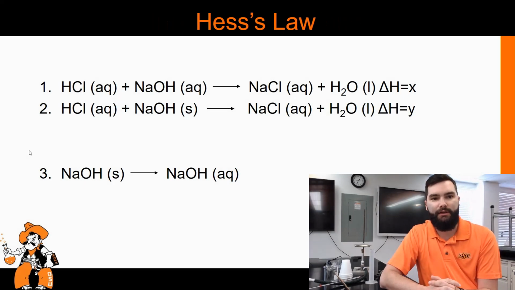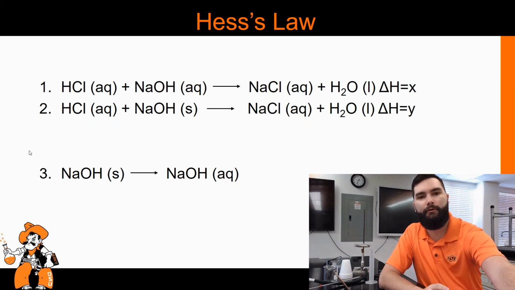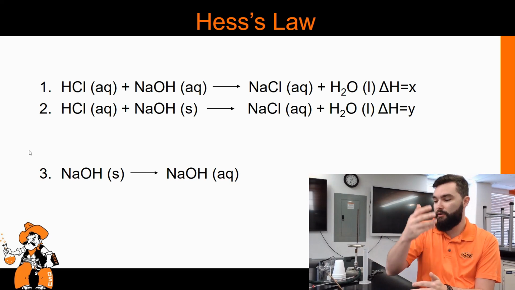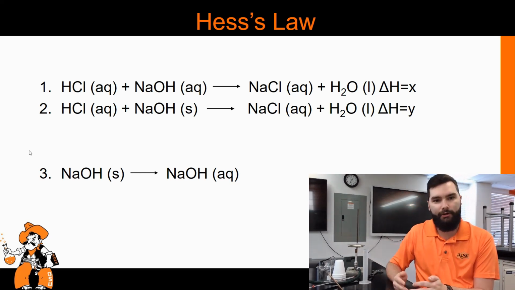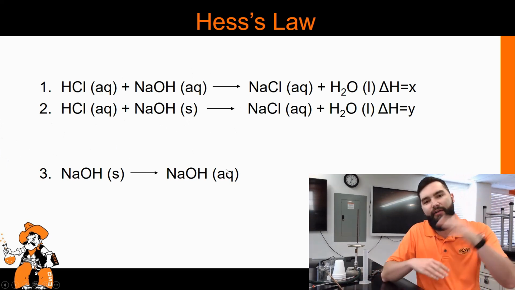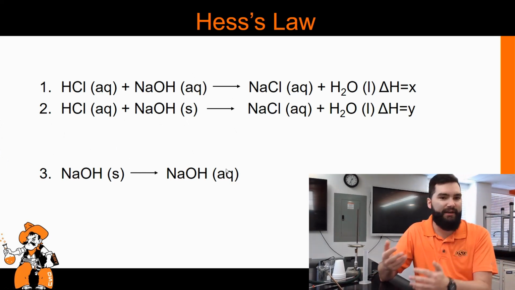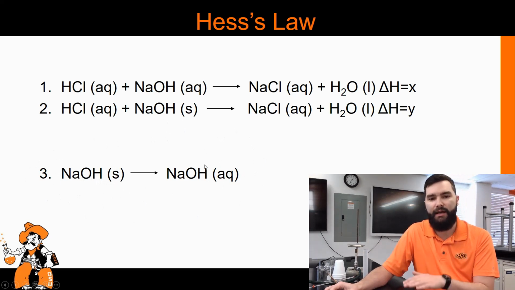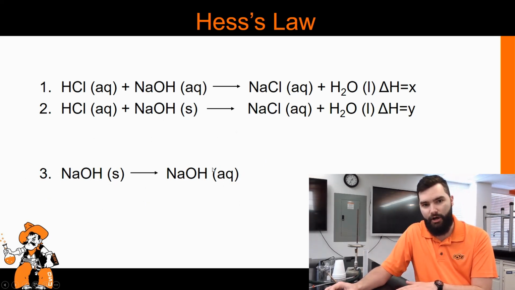When it comes to Hess's law, you want to find a way to make 2 equations into a third equation. So how can we rearrange equation 1 and 2 to where when we add the 2 equations together, we get things to cancel out, and we get this third equation? First of all, on this third equation, we see that we've got solid sodium hydroxide on the reactant side and aqueous sodium hydroxide on the product side.